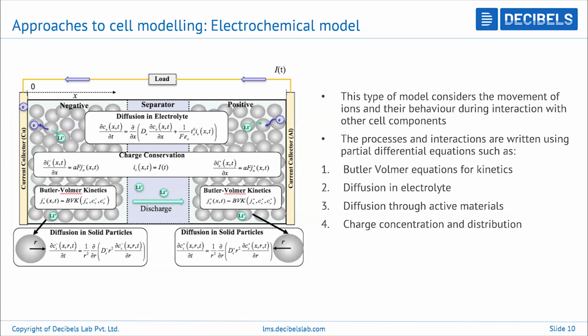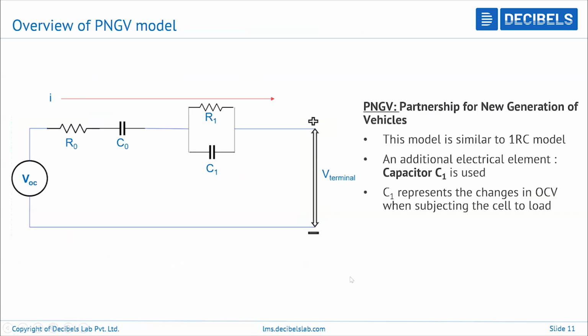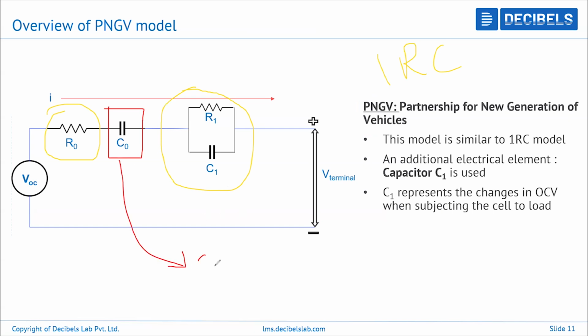Now we move on to the concept that we have to focus on today, that is the PNGV model. As we elaborated earlier, PNGV stands for Partnership for a New Generation of Vehicles. This was proposed in 1993, and this is basically a slight improvement or advancement to the 1RC model, right? In the 1RC model, we saw there was only an R naught, and then there was a parallel branch of R1 and C1. Along with this, we also have an additional capacitor in series with the ohmic resistance.